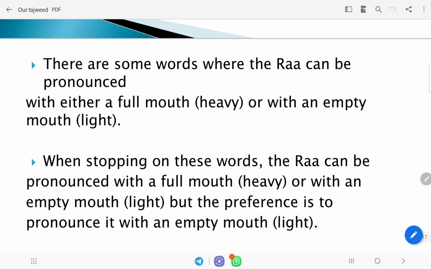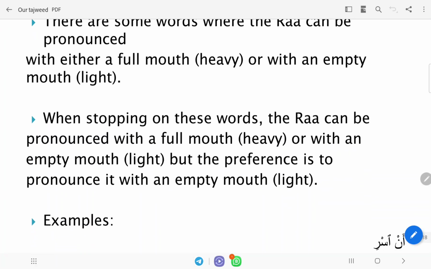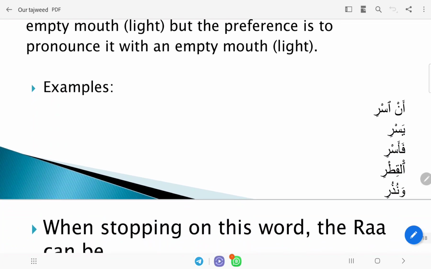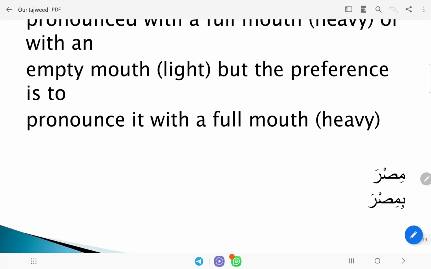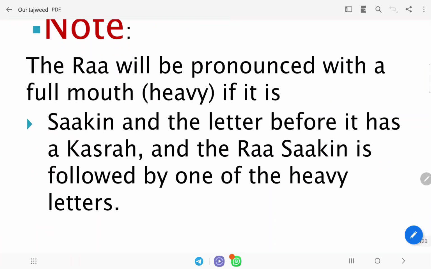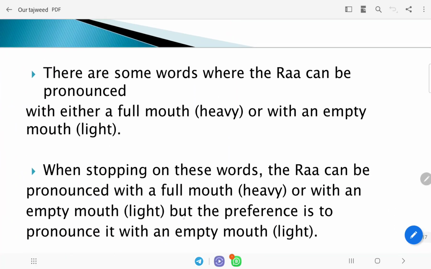There are some words where the ra can be pronounced with either a full mouth heavy or with an empty mouth light. Let's take these examples in a next session.